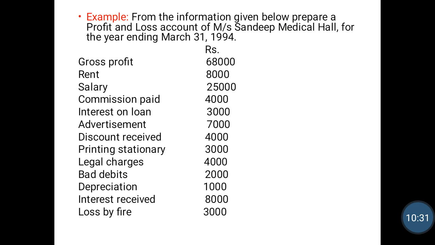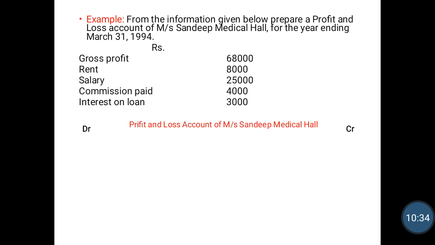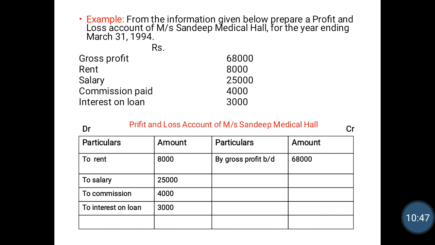So here first we select some transactions like these: gross profit, rent, salary, commission paid and interest. With the help of these transactions, firstly we put them in the profit and loss account in this way. First, gross profit is nothing but income, so that's why it is credited on the profit and loss side. So write down this transaction on the credit side of the profit and loss account.